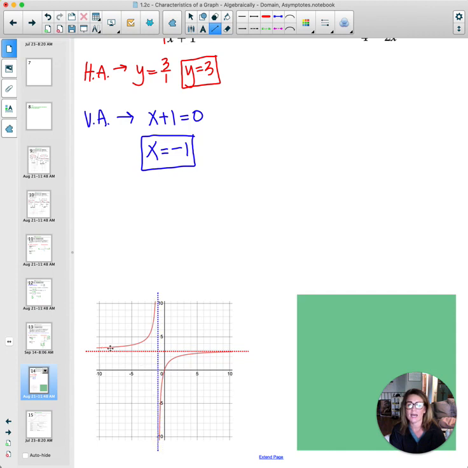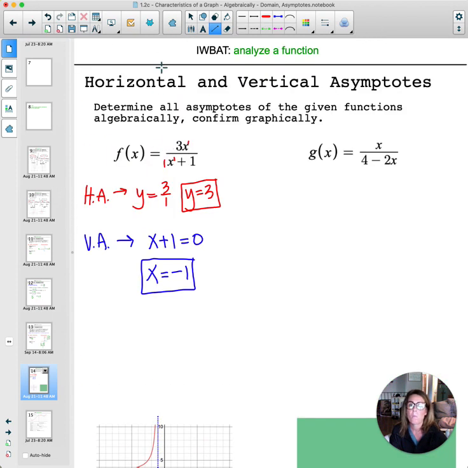As we come at negative 1 from the left, the graph goes up. So on the left side of negative 1, the graph is up here at infinity. When we come at it from the right, the graph is down here at negative infinity.